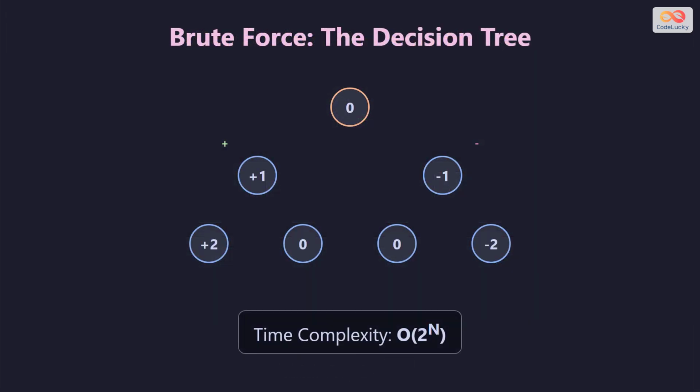The most intuitive way to solve this is by trying every possibility. We start at 0 and branch out. For each number, we can either add it or subtract it. This creates a large decision tree.